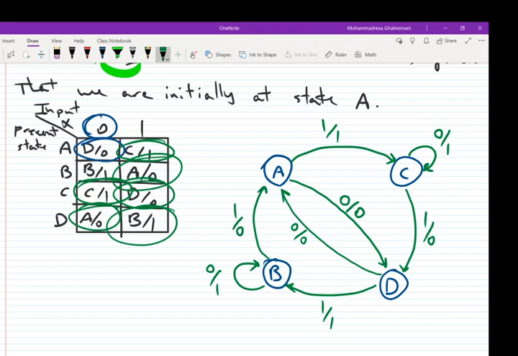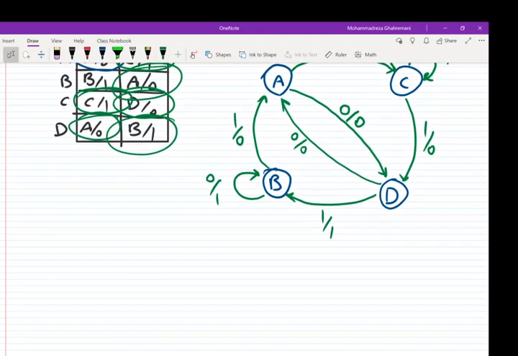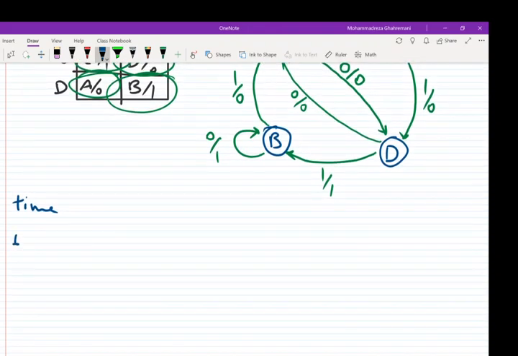Now that we have a state diagram, let's apply the input and see what the outputs are. So we solve it in this way. First thing we need to show is time. Then we need to show input, current state, and output.